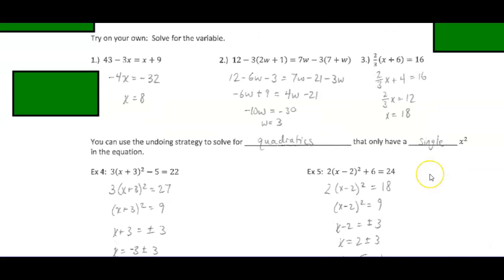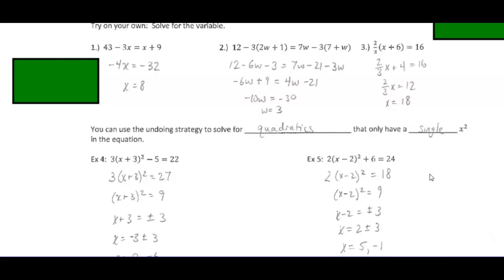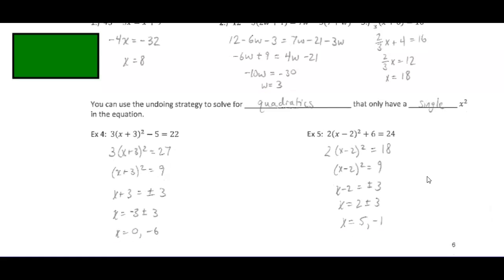All right, so we can use this undoing strategy for quadratics as well if there's a single x squared in the equation and no plain x. So the way I'm undoing the quadratic in example 4 is I'm working with the reverse of the order of operations. So order of operations would tell me to add 3 first and then square and then multiply and then subtract. So I'm doing it in reverse order. Getting rid of the minus 5 first by adding 5, that gives me 27. Dividing by 3 gives me 9.